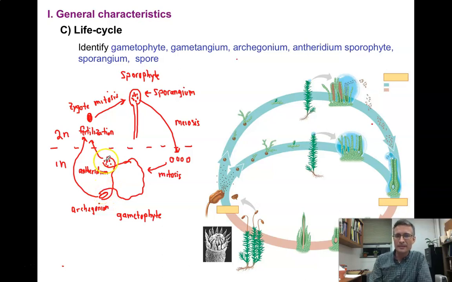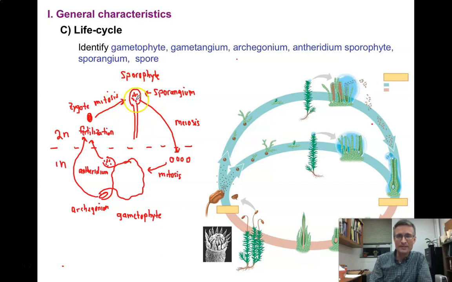And then if a sperm cell fertilizes an egg that's held onto in the archegonium over here, we get fertilization. And so the zygote over here is now 2N, and I've put it above our 2N line, even though in reality it hasn't left the archegonium over here. So our zygote is now a 2N cell, and it divides by mitosis a whole bunch of times to produce our sporophyte.